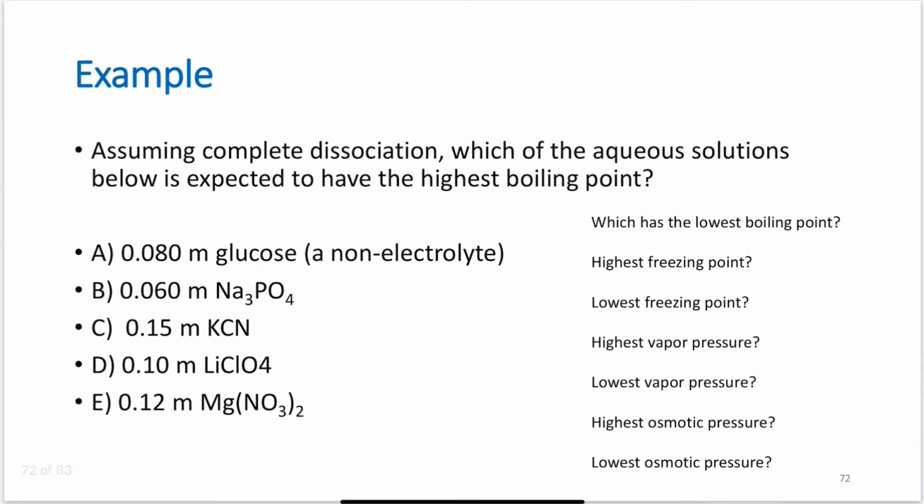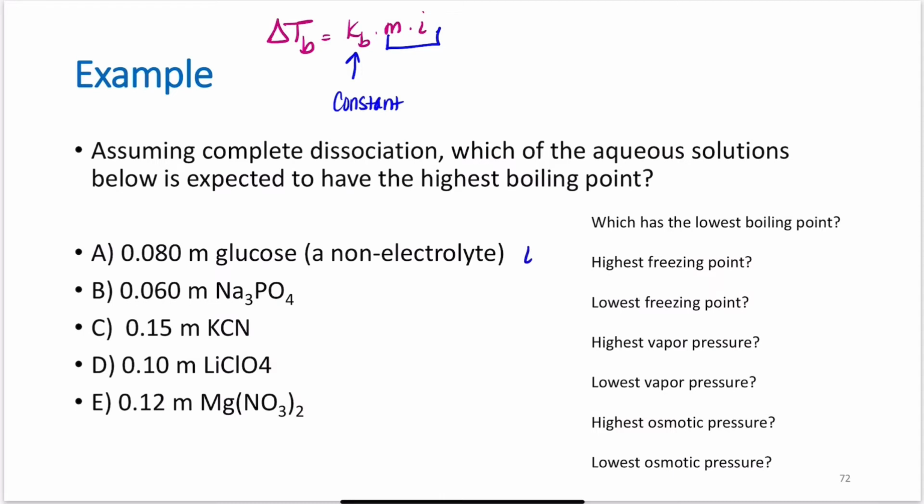Assuming complete dissociation, which of the aqueous solutions below is expected to have the highest boiling point? Which one's going to have the highest boiling point? The one with the biggest difference, right? If we're looking at boiling point, delta Tb equals Kb times m times i. Well, I can calculate it all out for aqueous solutions, sure. Or I can just realize that this is a constant, so it's not going to make much difference. And I can look at the number here. Whatever the molality times the i for that specific system is going to cause the biggest difference. Therefore, it's going to cause the highest boiling point.